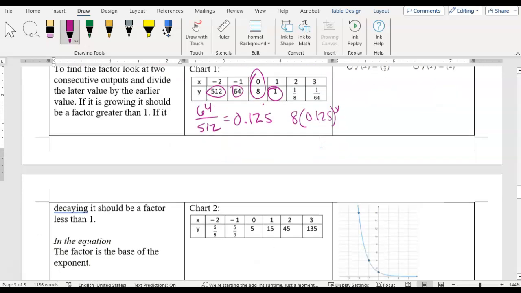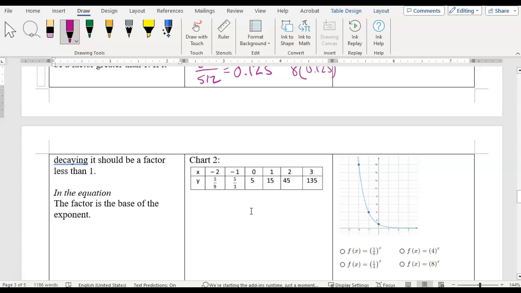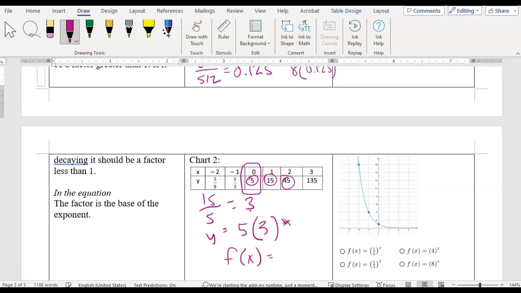All right, let's look at chart number 2. We'll do another one with this one here. So again, we can take any later value and divide it by an earlier value. These two here are nice and easy. 15 divided by 5 gives me 3. That's my factor. It's tripling each time. We can check this one too. 45 divided by 15 is also 3. Works out. Starting value is at 0, so this is 5 times 3 to the power of x. And if we want to write it as a full function, you can write it as f of x equals 5 times 3 to the power of x.